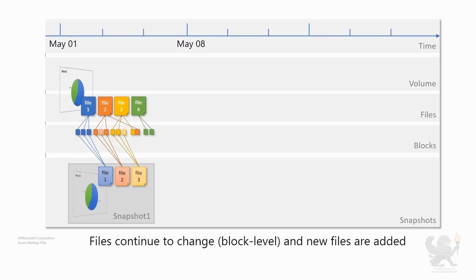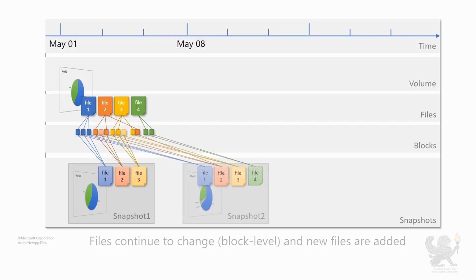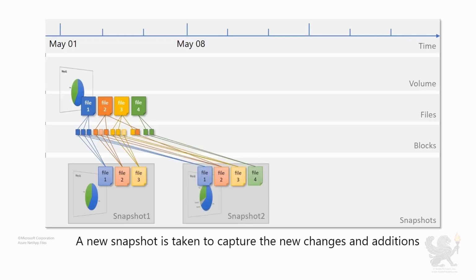Let's say the files on the volume continue to change and new files, File 4 in this case, are added. Note that changes to existing files are stored in new empty locations in order not to change the existing blocks, since those are referenced in one or more snapshots. A new snapshot, Snapshot 2, is taken to capture the new changes and additions. The previous snapshot, or snapshots, remain unchanged and unaffected by the new snapshot.